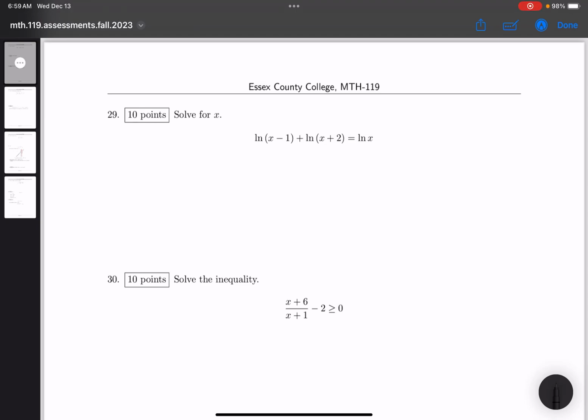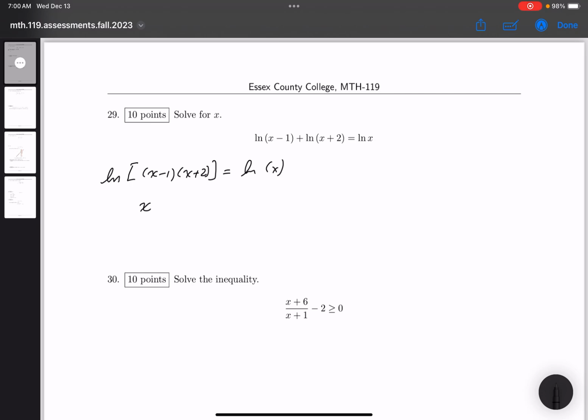Okay, problem number 29. It's a log equation. So I'm going to use the rules of logs to simplify. The first step would be, let's write this down, the natural log. It's going to be a product, x minus 1, x plus 2. And that equals the natural log of x.